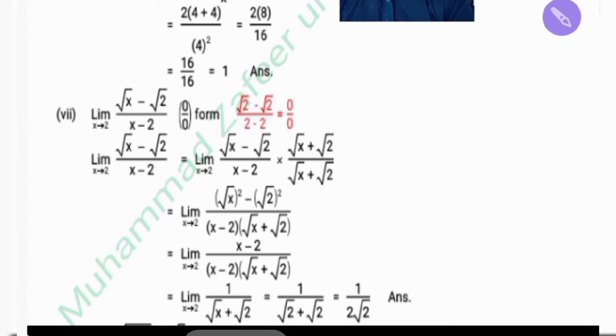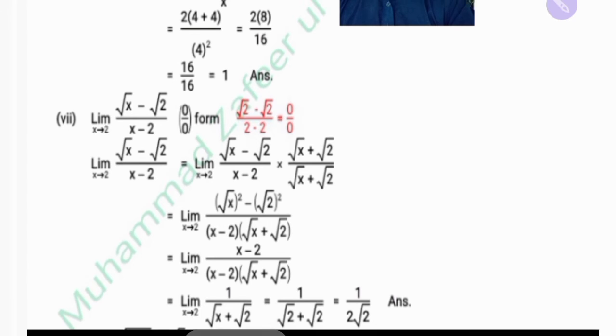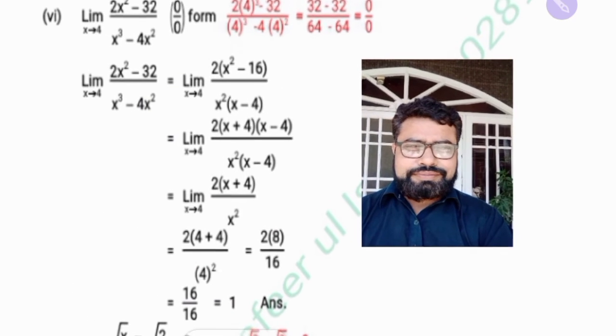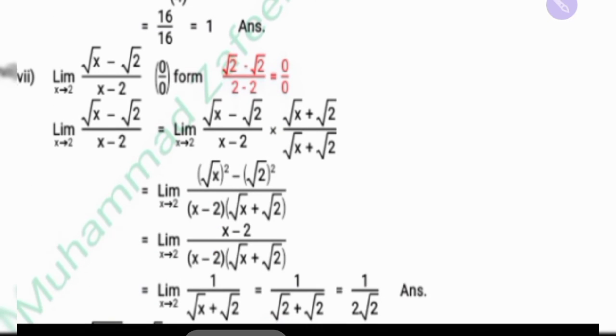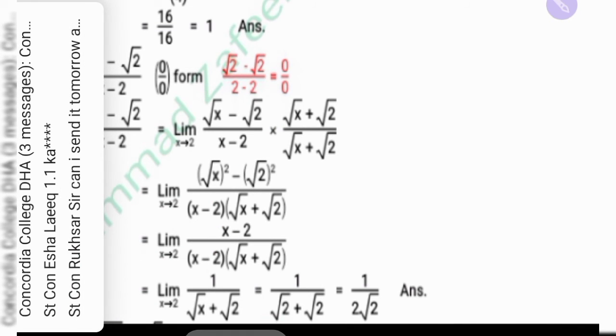Now I will explain the part number 7. There is square root x minus square root 2.